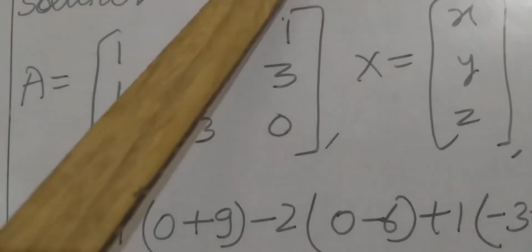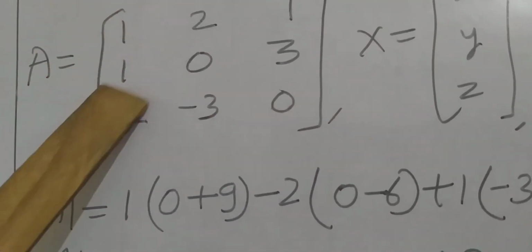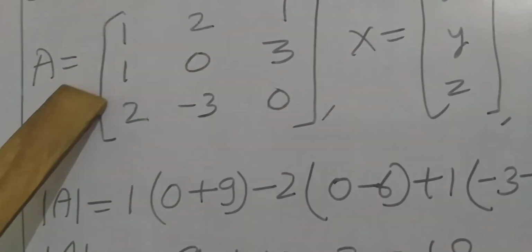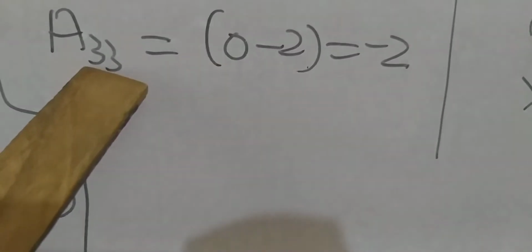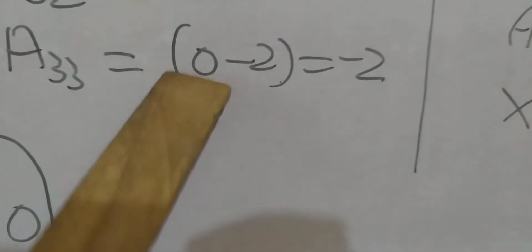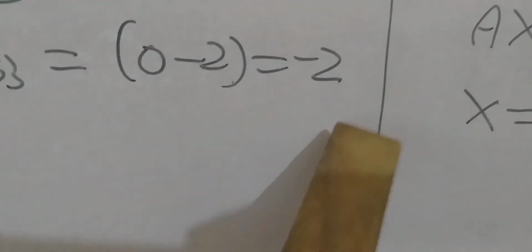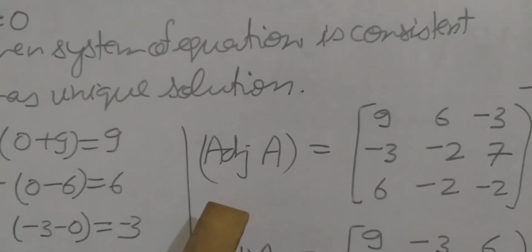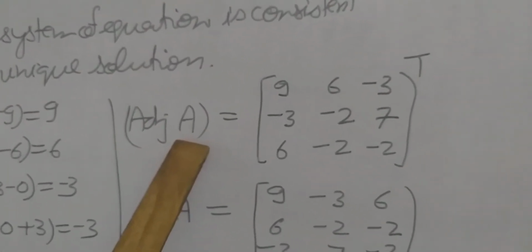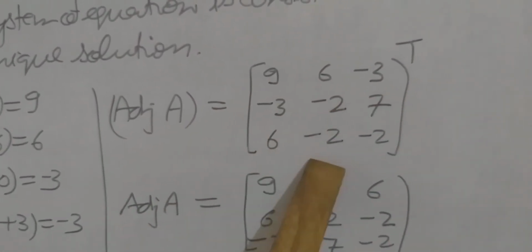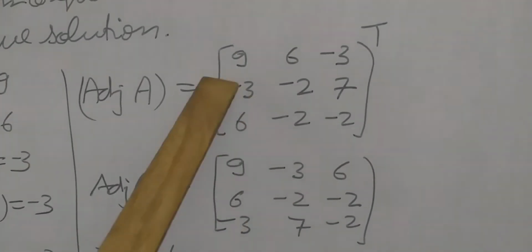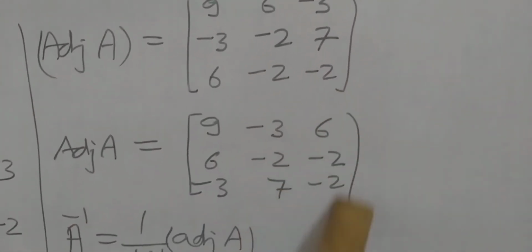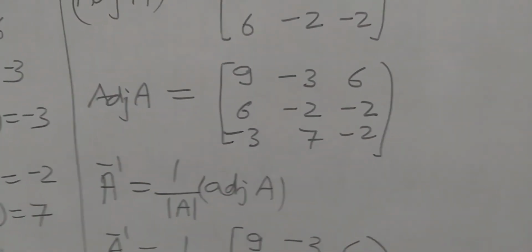Last value is 0, student. Its cofactor, delete its column, its row. 1, 1, 2, 0, 0 minus 2. And add both of them. 3, 3, 6. Even number, that's why I put a plus sign. 0 minus 2, minus 2. Let us arrange all of the cofactors to get adjoint A. So students, arrange all cofactors and find its transpose. Its transpose is: first row changes into first column, second row changes into second column, third row changes into third column. So this is adjoint A.